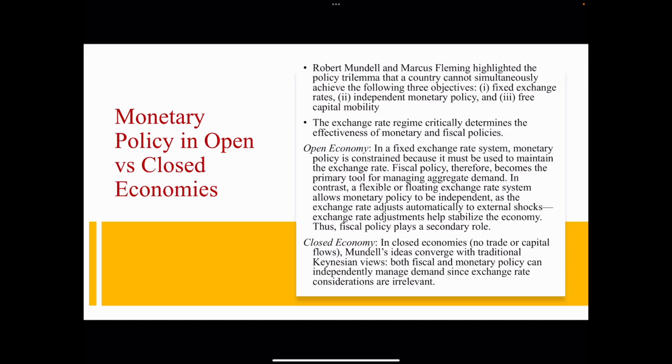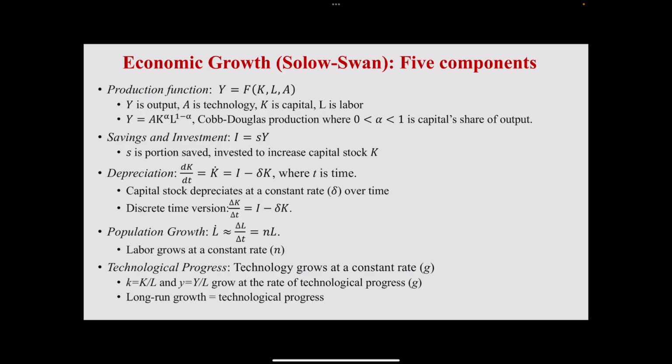In a closed economy, such as the US, where there's no trade or capital flows, but of course there's some of that in the US, but it's small compared to the size of their economy, then Mundell's ideas converge with traditional Keynesian views. Both fiscal and monetary policy can independently manage demand since exchange rate considerations are essentially irrelevant.